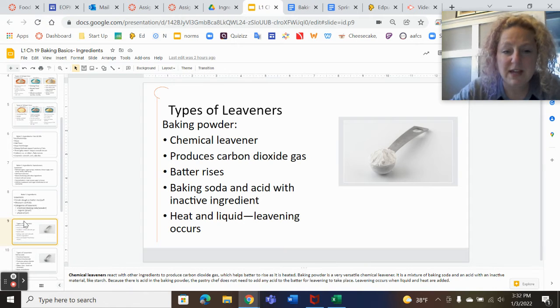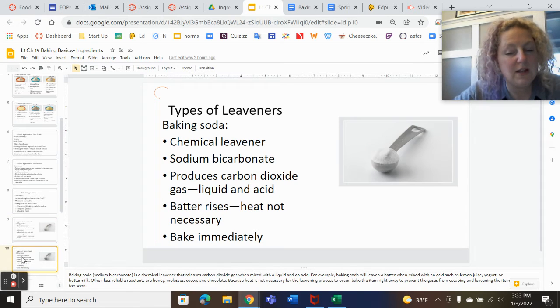So baking powder is a chemical leavener. It does work right away. It produces a gas which makes things puff and rise. Baking soda and an acid with an inactive ingredient is what this is comprised of. It does require heat. So when you're going to incorporate baking powder, you do need to have some heat.